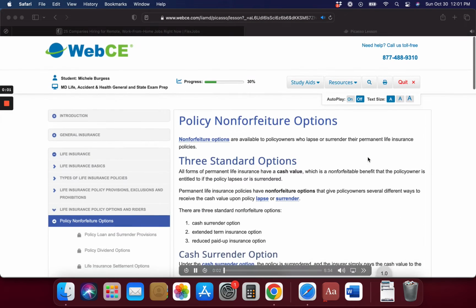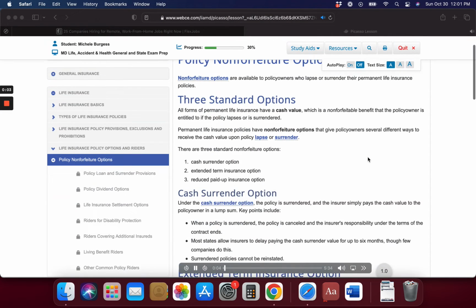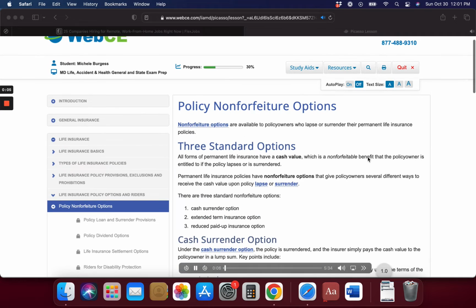Non-forfeiture options. Non-forfeiture options are available to policy owners who lapse or surrender their permanent life insurance policies. 3 standard options. All forms of permanent life insurance have a cash value, which is a non-forfeitable benefit that the policy owner is entitled to if the policy lapses or is surrendered.